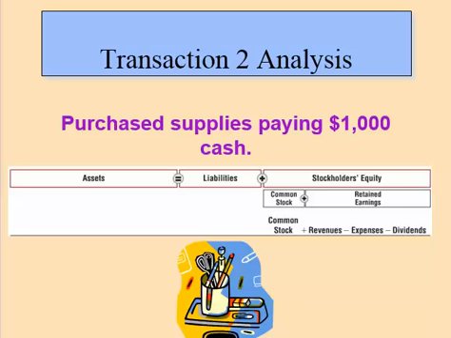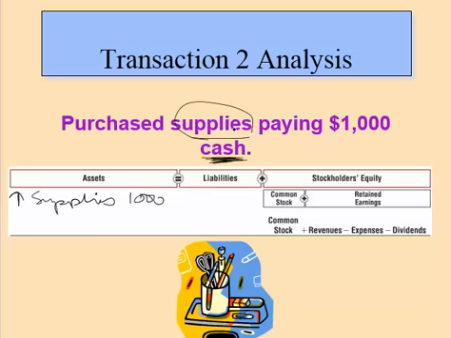Now we purchase supplies paying $1,000 in cash. So again, we have to figure out two things are happening here. We bought supplies and we paid cash. So if we buy supplies, what kind of account do you think supplies are? Something we own, something we owe, or a difference between the two? And supplies are an asset. So our supplies are going to go up by $10,000. I'm sorry, $1,000.